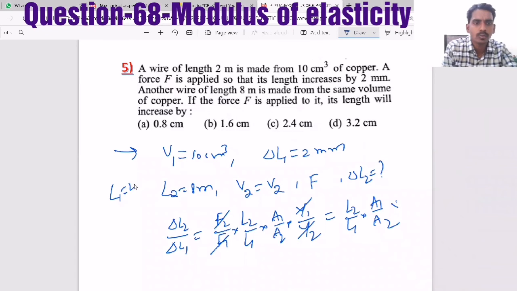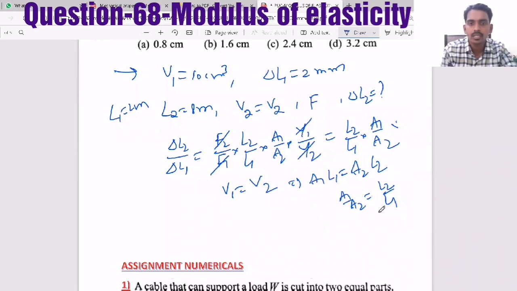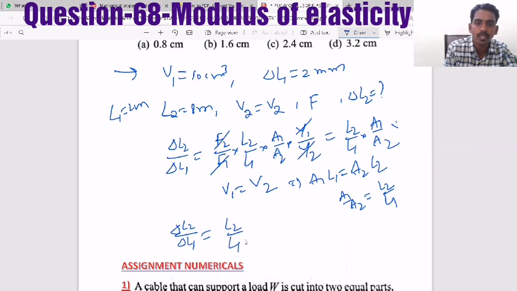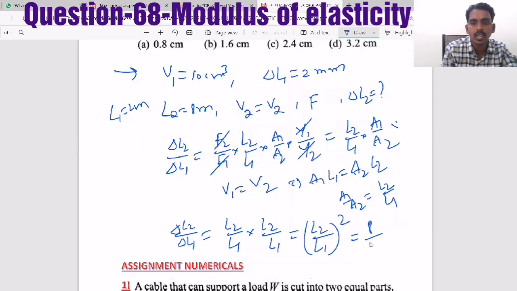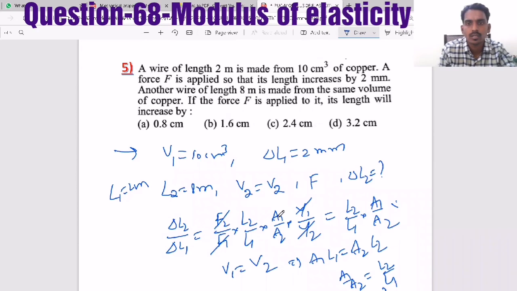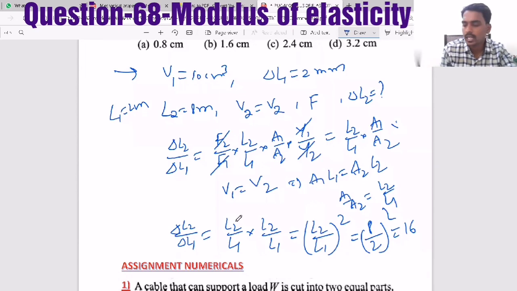L1 also they have given, L1 is 2 meter, but they have not given A1, A2. But they said that V1 equals V2. That means A1 L1 equals A2 L2. Then A1 by A2, I can write as L2 by L1. Then the equation will become delta L2 by delta L1 equals L2 by L1 times A1 by A2, which I can write as L2 by L1 whole square, where L2 is 8 and L1 is 2, whole square. So it will become 16. So this way delta L2 will become 16 times delta L1.